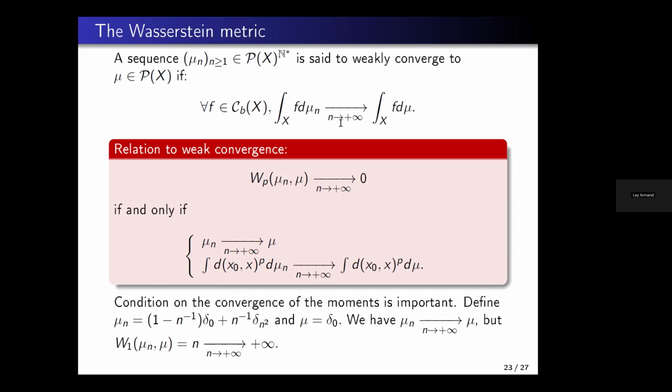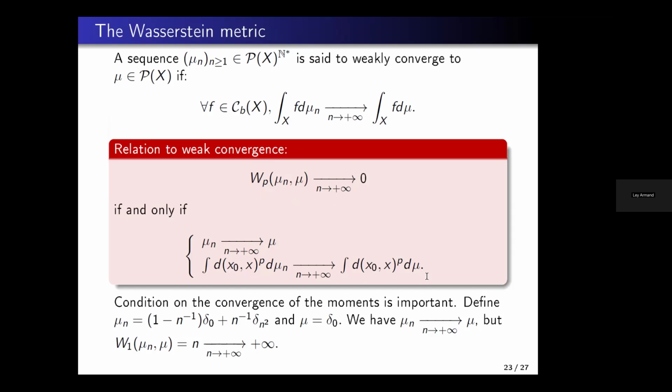So what is the relation between the Wasserstein metric, that is, the topology associated to the Wasserstein distance, and the weak topology? The relation is given by this theorem. Mu n is converging to mu for the Wasserstein distance if and only if mu n is weakly converging to mu, and the p moments of mu n are converging, when n goes to plus infinity, to the p moment of mu.